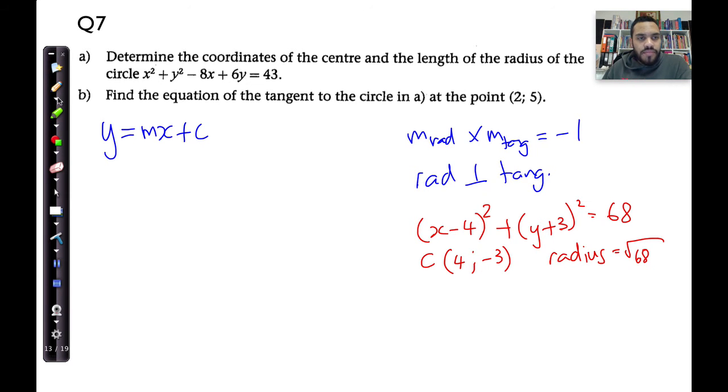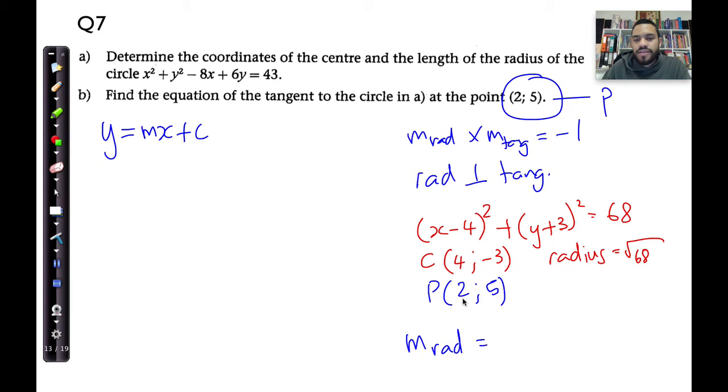Okay, now if you take a circle, let's call this point P. I'm going to write it over here that P has got coordinates 2 and 5. Now, if we take a circle, remember that P is a point on the circle, while C is the center. If you join a line from C to P, you're going to get the radius. And with these 2 points, I can find the gradient of the radius.